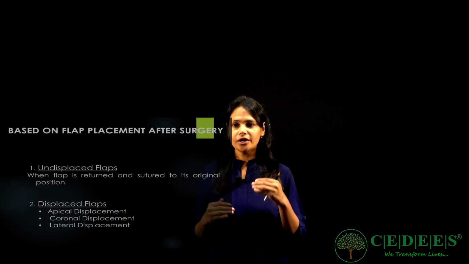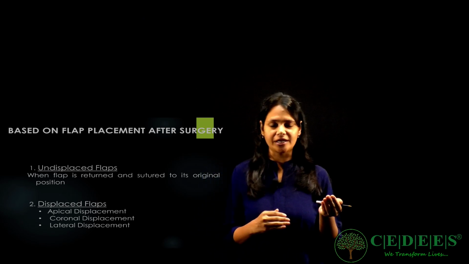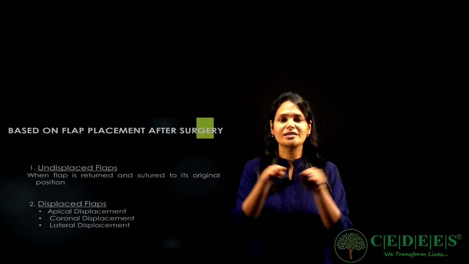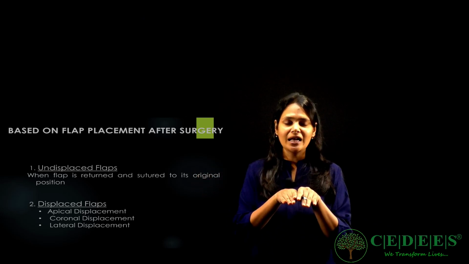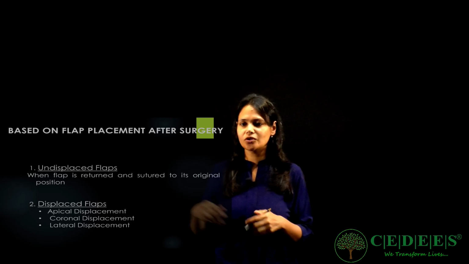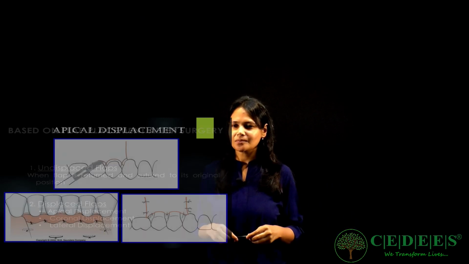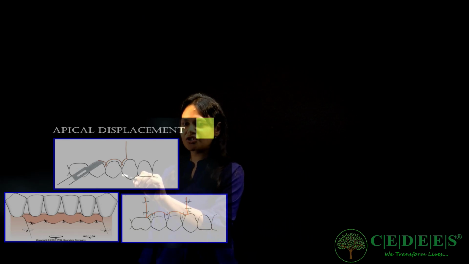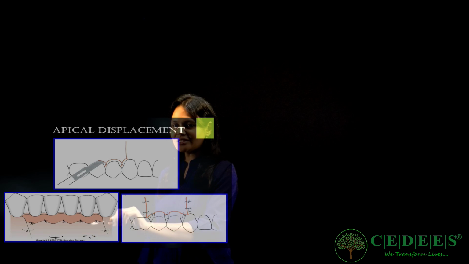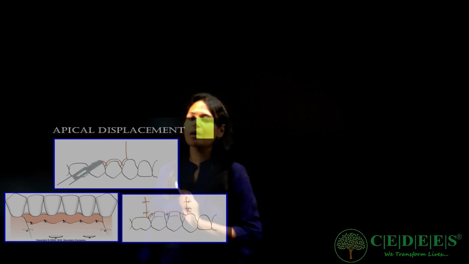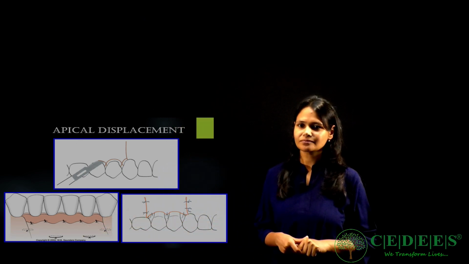Coming to the based on flap placement after surgery. So suppose the flap is here, you reflect it and you place it back. Now where do you place it back? It classifies it according to various types. For example, let's go on to the pictures. Apical displacement. So here you give an incision and then instead of suturing it here where it originally was, we go apically and suture it. So this is an example of an apically displaced flap.